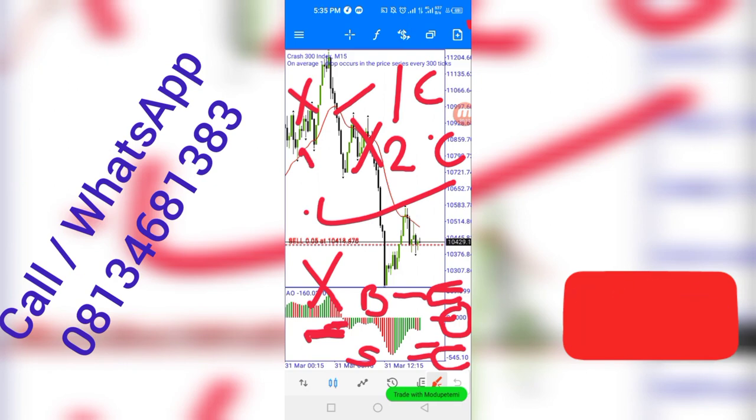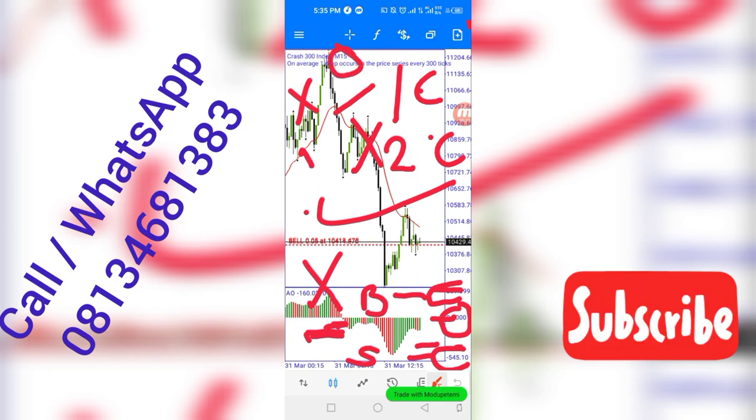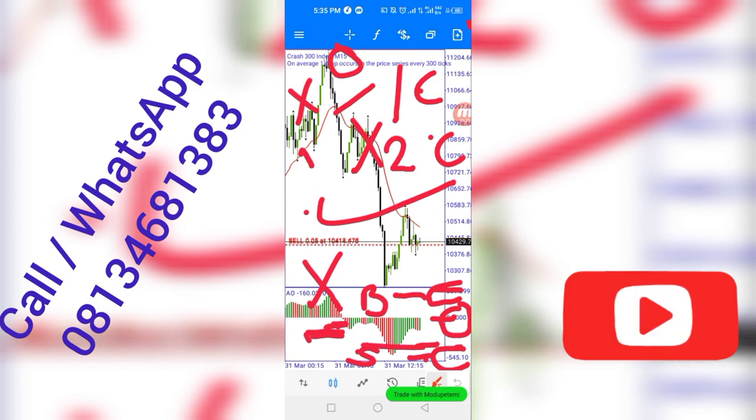Remember, this is the 15-minute time frame. If I go to the 5-minute time frame, it must still be in alignment with what we have on the 15-minute time frame. Let's go there.